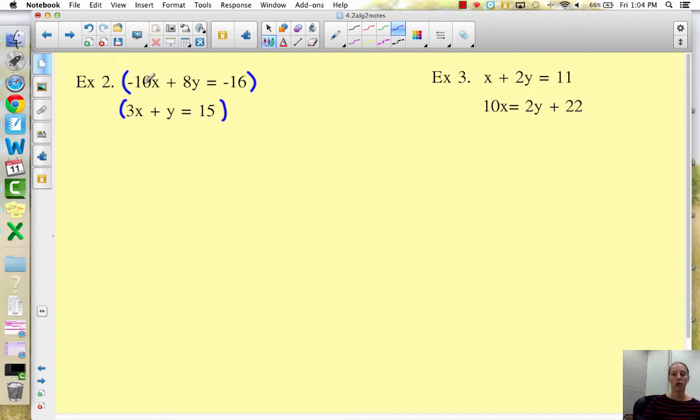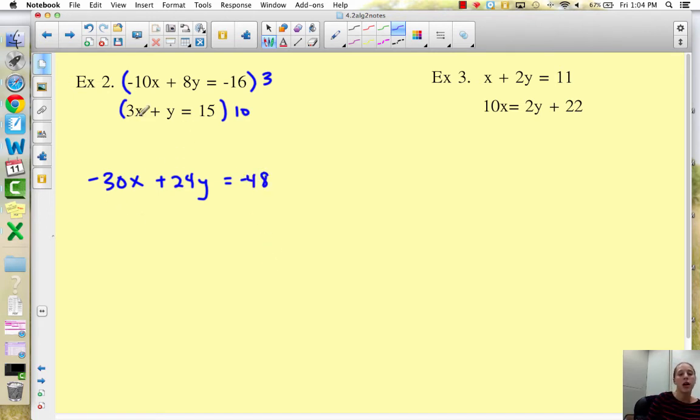Well, they both go into 30, so I'm going to multiply the top by 3 all the way across, and I'm going to multiply the bottom by 10 all the way across. So if I go ahead and do the top one, 3 times negative 10, that's negative 30x. 8 times 3, that gets you positive 24y. And then we have negative 16 times 3. Negative 16 times 3, that's negative 48. Just making sure I got my signs right.